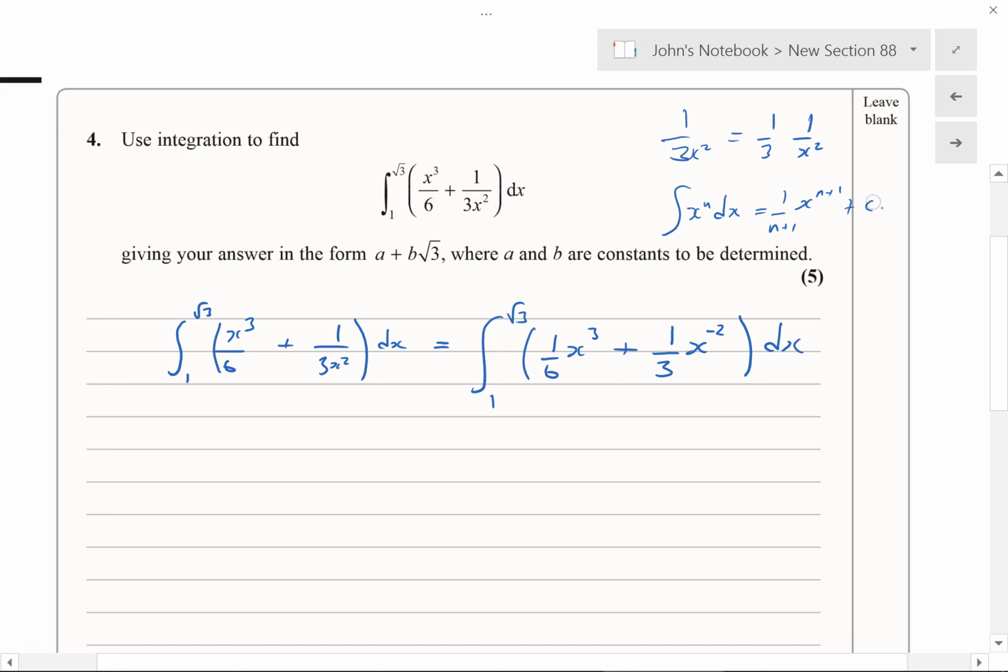Plus c, of course, but we don't need a c in this case because it's a definite integration, it's got limits. So that means this is equal to 1 over 6 divided by 4. Do we really need to write that? 1 over 6 divided by 4 is 1 over 24, and that's x to the 4. We're going to put square brackets around this. X to the minus 2 plus 1 is x to the minus 1, so we're dividing by minus 1, which is effectively just going to change the sign of this thing.